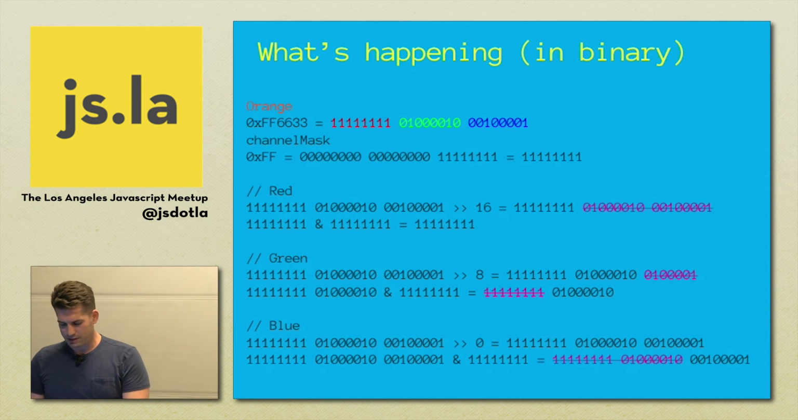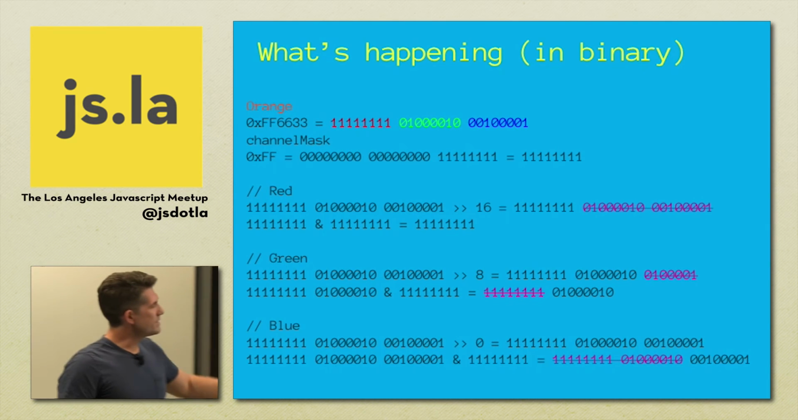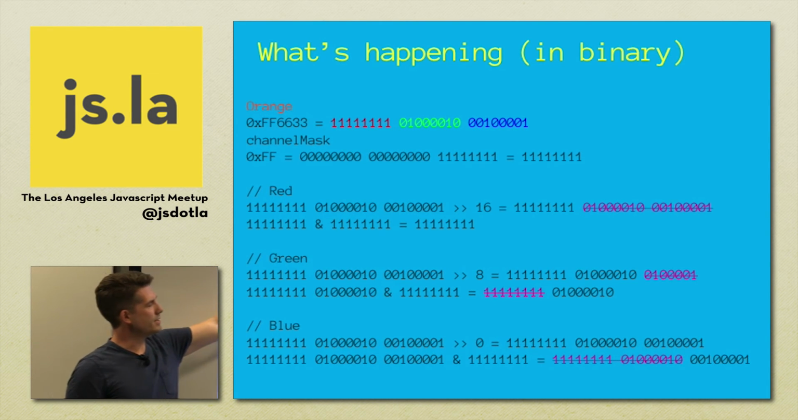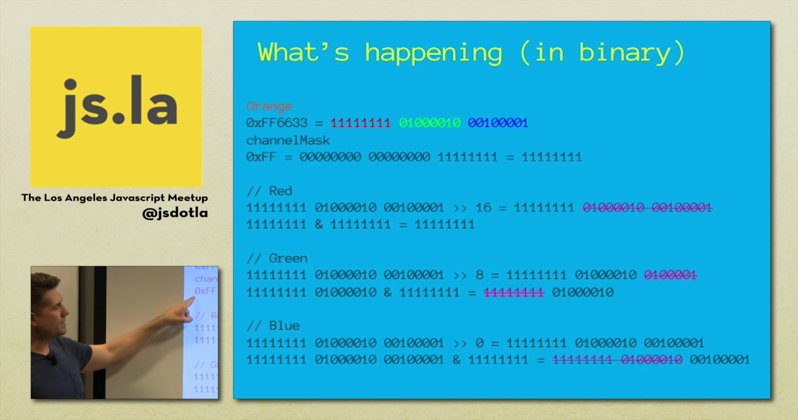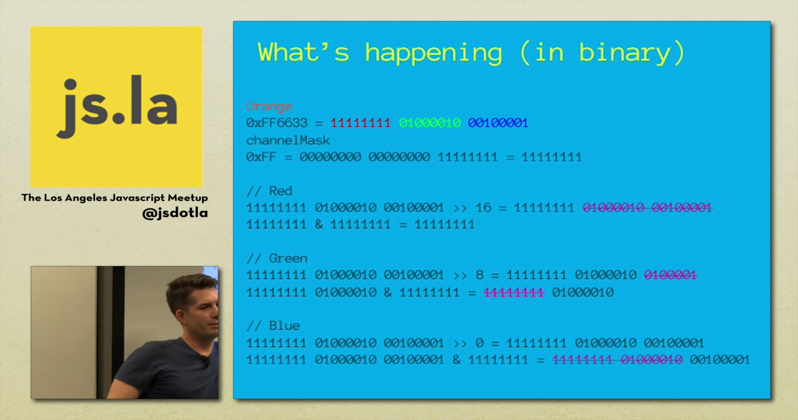Let me actually show you this. I have this slide as the same thing that we just were looking at, except in binary. It actually makes a lot more sense. So this is our number, orange, FF6633. This is how it would look in binary. The channel mask looks like this. It's a bunch of zeros with 1, 1, 1, 1, 1 at the end.